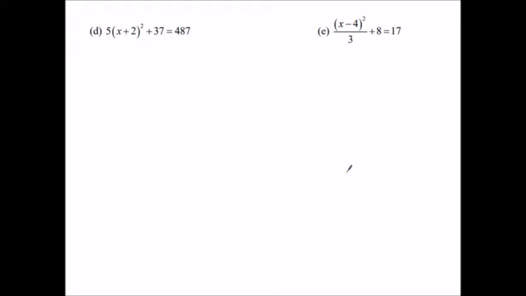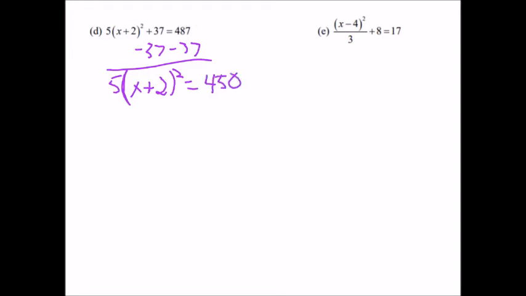All right, getting a little more complicated. All right, subtract 37. We get 5 times x plus 2 squared is equal to 450. We're going to divide by 5. Cancels these out. x plus 2 squared is equal to 90. Take the square root.